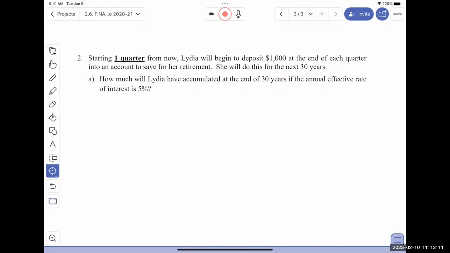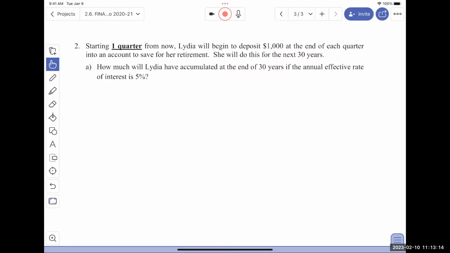Okay, so what is the main thing here? How do I deal with quarters, or what is my focus? What do I look for first? I look for the timing of the payments. That's the most important thing. That's why I have it underlined. Starting 1 quarter from now, it's not that it's the starting part, but the quarter is the most important, that payments are going to occur quarterly.